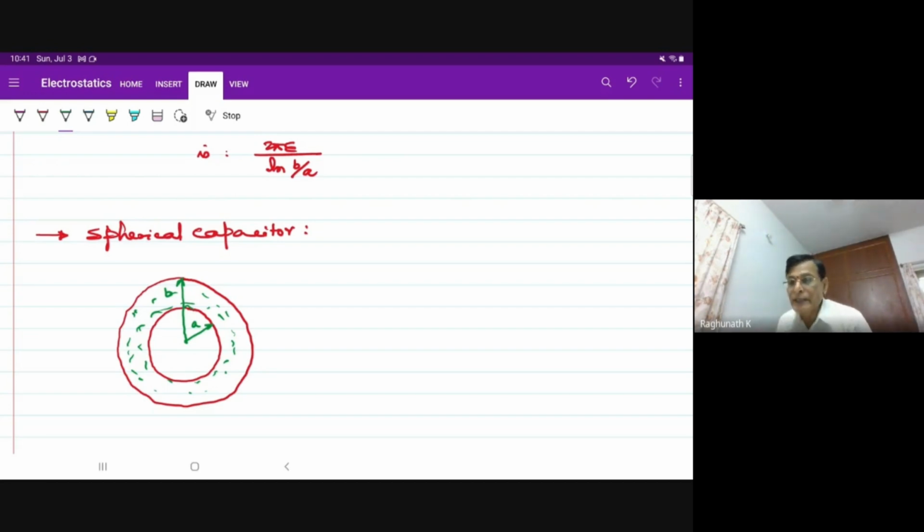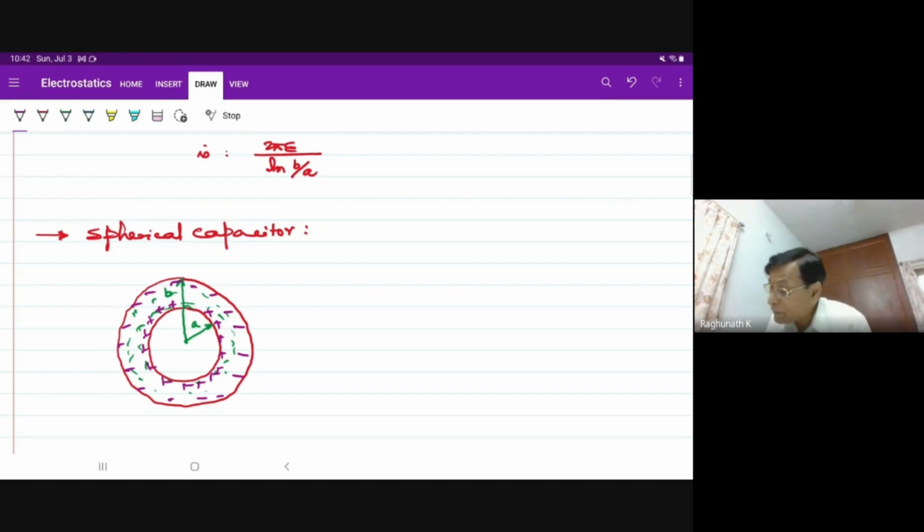To determine the capacitance of this capacitor also, we assume a charge of plus Q on the inner sphere and minus Q on the outer sphere. Just for the sake of looking into it, normally we don't use these things. Again, in between these two spheres, we saw in the applications of Gauss law that the field is spherically symmetric.